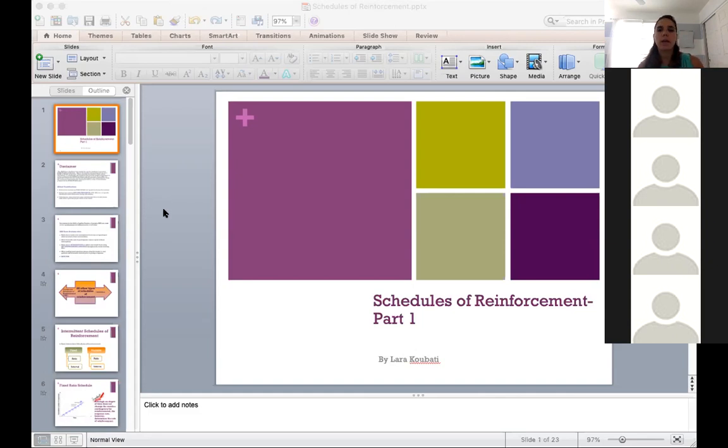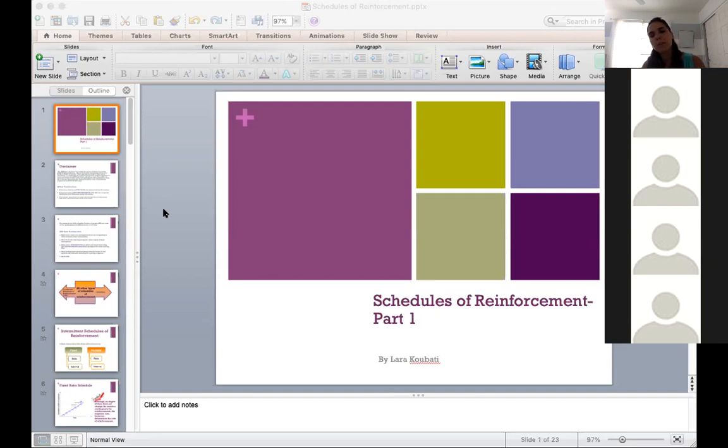Just as a recap, let's do it quickly. How many basic schedules of reinforcement are in effect in a concurrent schedule? Two or more. Multiple? Two or more. Chain? Two or more. Mixed, two or more, tandem, two or more. All of them have two or more schedules. That's why they're called compound, right?